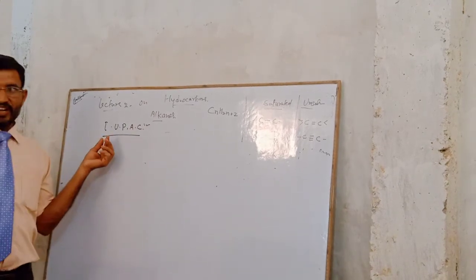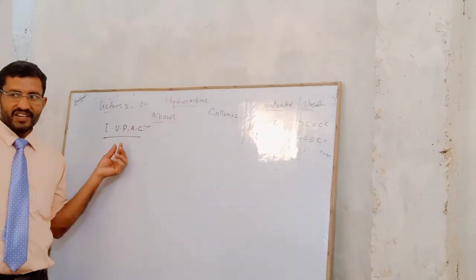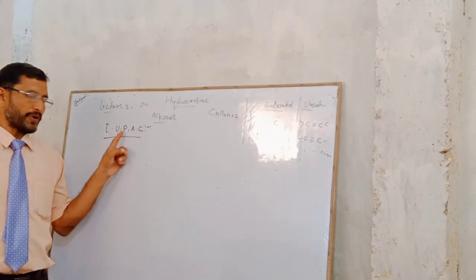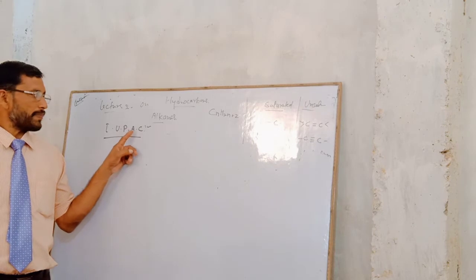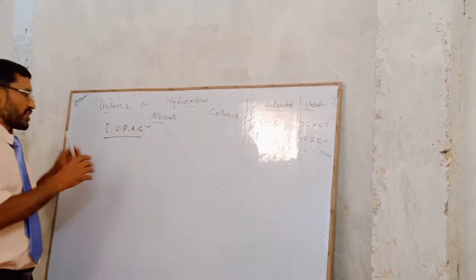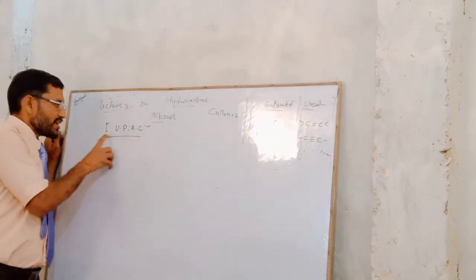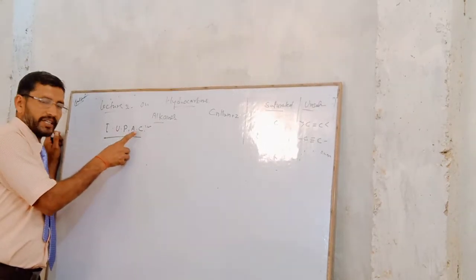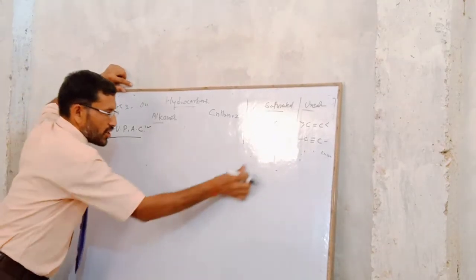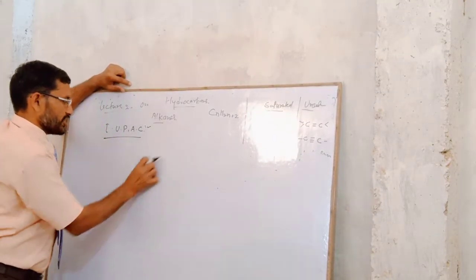What do you mean by this IUPAC? Anybody? International Union of Pure and Applied Chemistry. So here is the Union of Chemists, International Union of Pure and Applied Chemists. Right? So IUPAC gives you the rules for how you go about the nomenclature of alkanes.